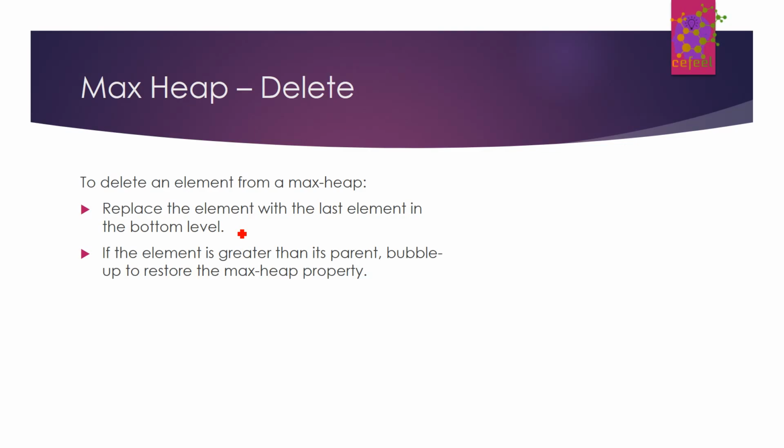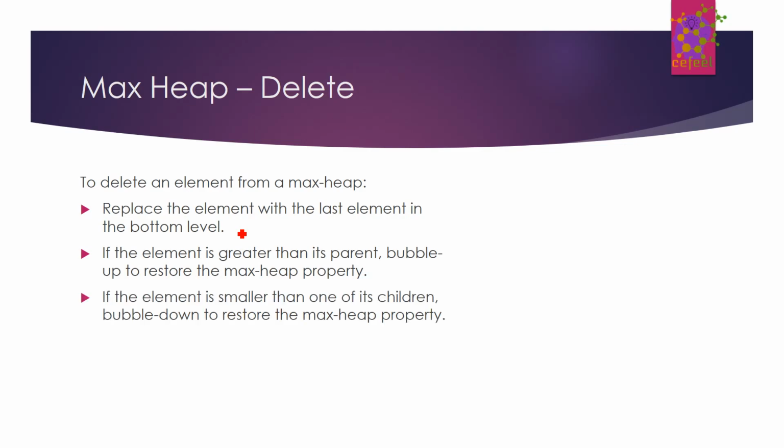So first we'll check the up property, which means we'll check if its parent is less than itself, or if the element is greater than the parent. If that is true, then we will bubble up to restore the max-heap property. Otherwise we will compare it with its children to see if any of its children is greater than itself, and in that case we have to do a bubble down to restore the property. And notice it will be either one of these, either we have to bubble up or we have to bubble down. It's not that both have to be done. So depending on the value of the node as compared to its parent and children, we have to do either bubble up or bubble down.